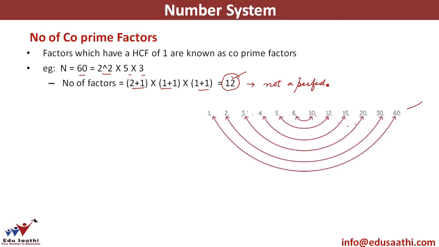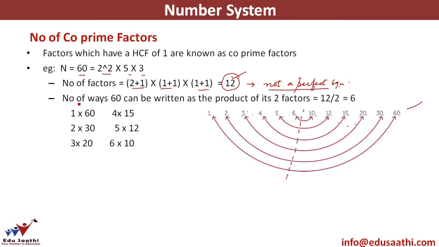Now, if you look at it, 60 can be written as a product of its two factors in 6 ways. What are these 6 ways? 1 into 60, 2 into 30, 3 into 20, 4 into 15, 5 into 12, 6 into 10. So whatever is the value for number of factors, divide this by 2, you will get the pairs. You will get the pairs of factors which when multiplied give you the product 60.